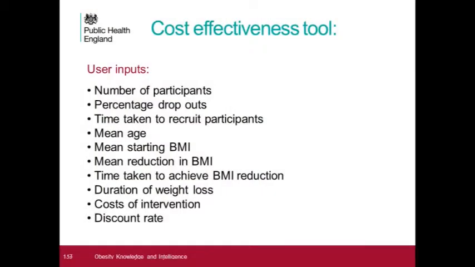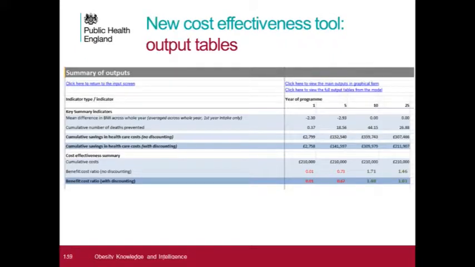We also need to know, or at least have you enter or take a guess at, the time taken to achieve the BMI reduction, and how long that BMI reduction is going to last for. And then we do need something on the cost of the intervention to make a cost-benefit analysis, and if you want to factor in discounting, you can enter a discount rate. And then the tool gives you hopefully a series of quite easy and simple outputs.